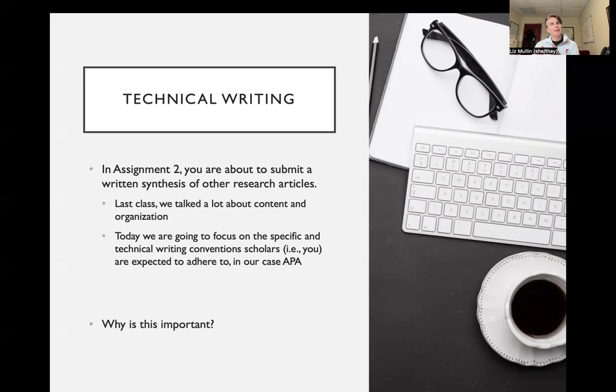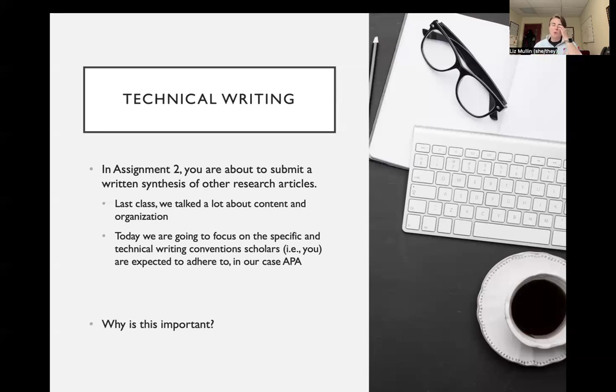A little bit of what we're going to talk about today is going to dovetail with what we talked about last lecture, where you organize it, and then how do you maintain that organization in a way that helps the reader. We're also going to focus on other specific technical writing conventions in terms of how you do citations really carefully. What specific punctuation do we use if we're using APA?